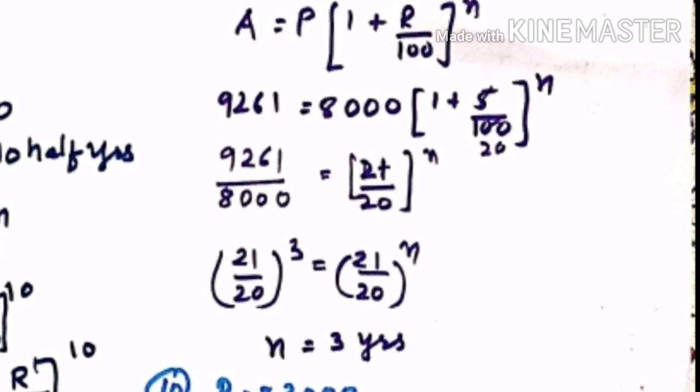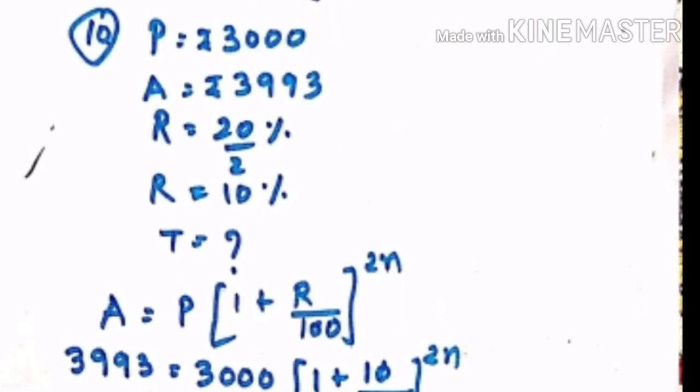Now already you have studied the exponent chapter last year, in which we have studied that when the bases are similar we can compare the powers. So here n is equal to 3 years. After comparing powers we get the answer n is equal to 3 years. Now let us move on to the next question, 10.